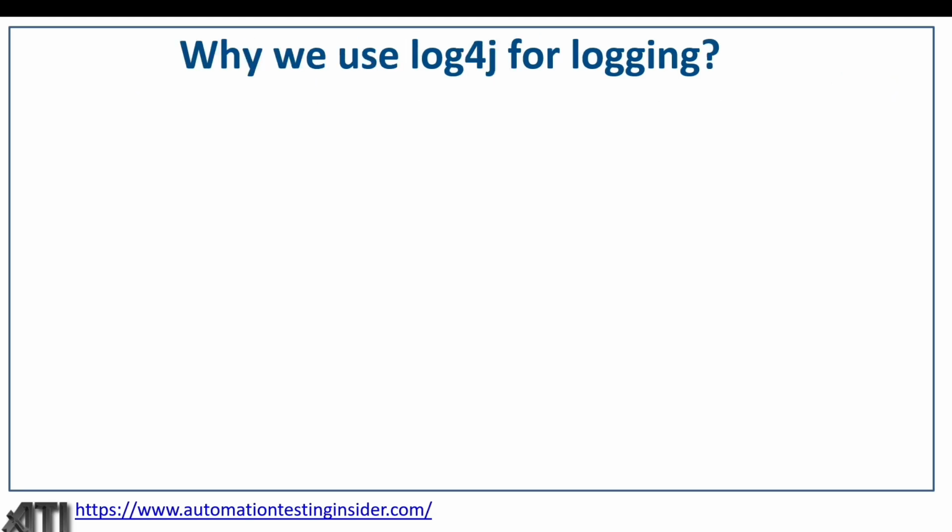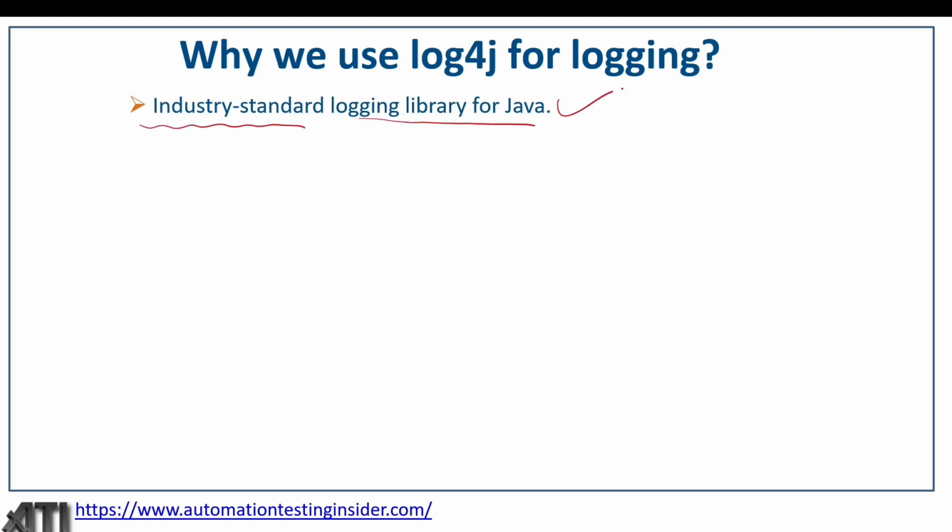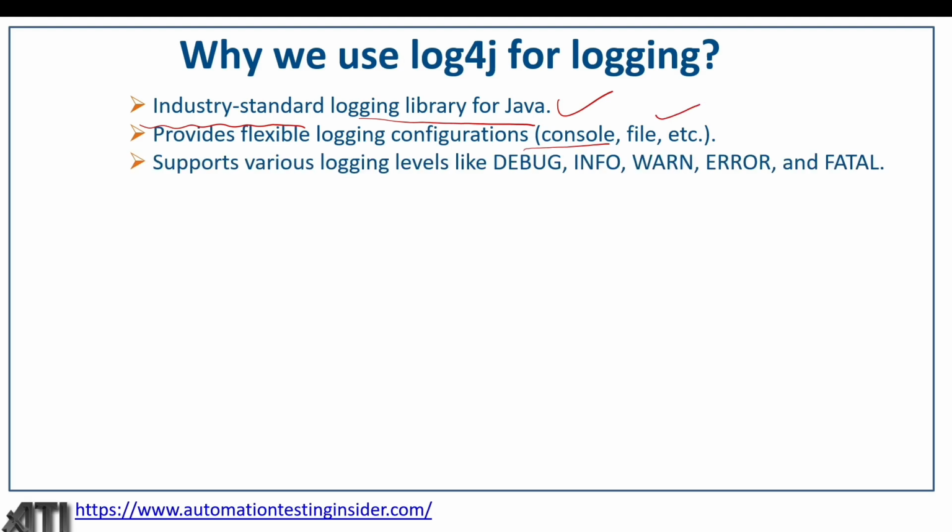Why do we use Log4j for logging? It is an industry standard logging library for Java. It provides flexible logging configuration, like we can print the logs on the console, and we can add those logs into a file as well. It supports various logging levels like debug, info, warn, error and fatal. We'll talk about them in detail in the coming slides.